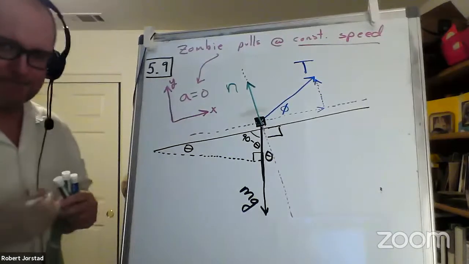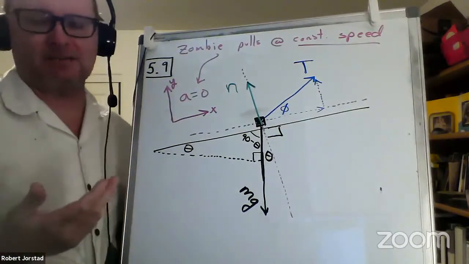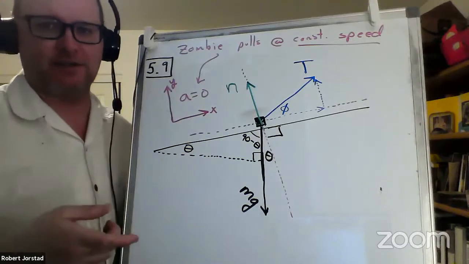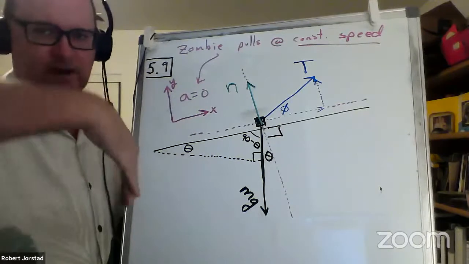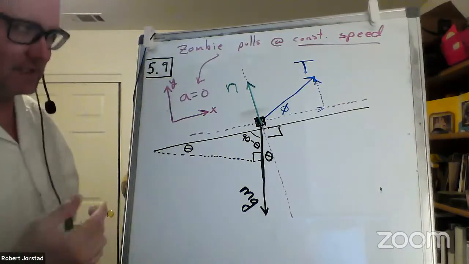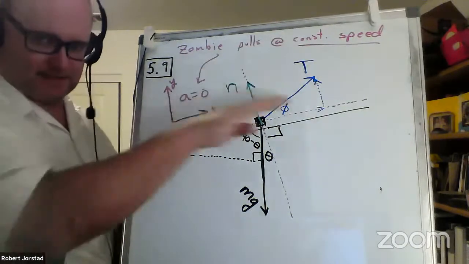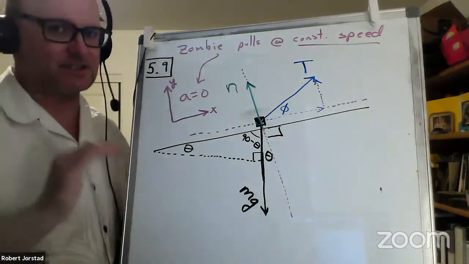Does that make sense? Now, we should be careful. It is possible to have constant speed and acceleration if you're moving in a circle, because then your velocity, which includes the direction, changes, but that's Physics 161. For this class, constant speed and constant direction means velocity is constant, not just speed.